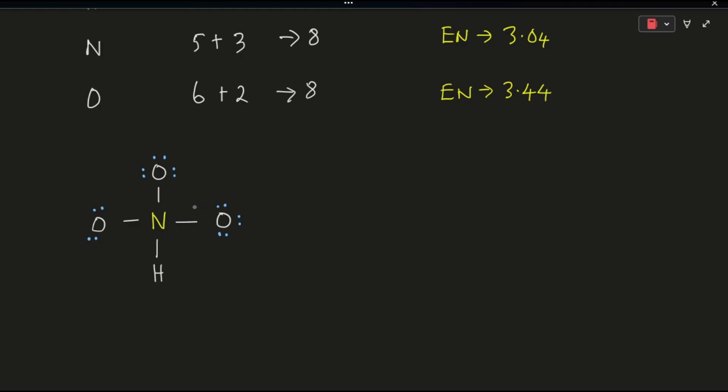Now, with this structure, you would realize that this oxygen has 8 electrons in its valence shell. It has achieved the octet rule and it is satisfied. So is this oxygen atom. Now, nitrogen has 8 electrons in its valence shell and has also achieved the octet rule and is satisfied. Hydrogen has 2 electrons in its valence shell, has achieved the duet, and is also satisfied.